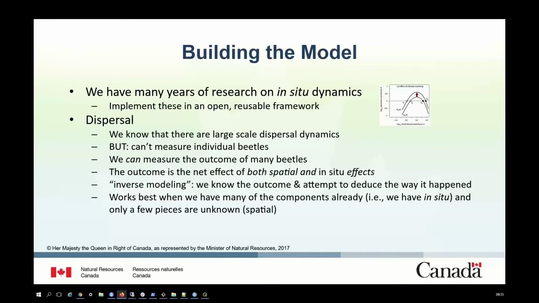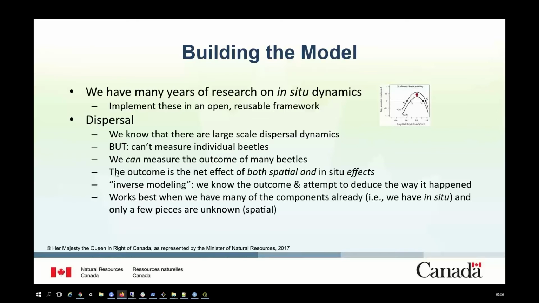Just given the scale of the problem, there's no way that we can tag each of those and see what's going on in the landscape. So we really are relying on what those beetles end up doing, which is attacking the trees, and we can see those red tops when we survey the landscape from those aerial survey data.